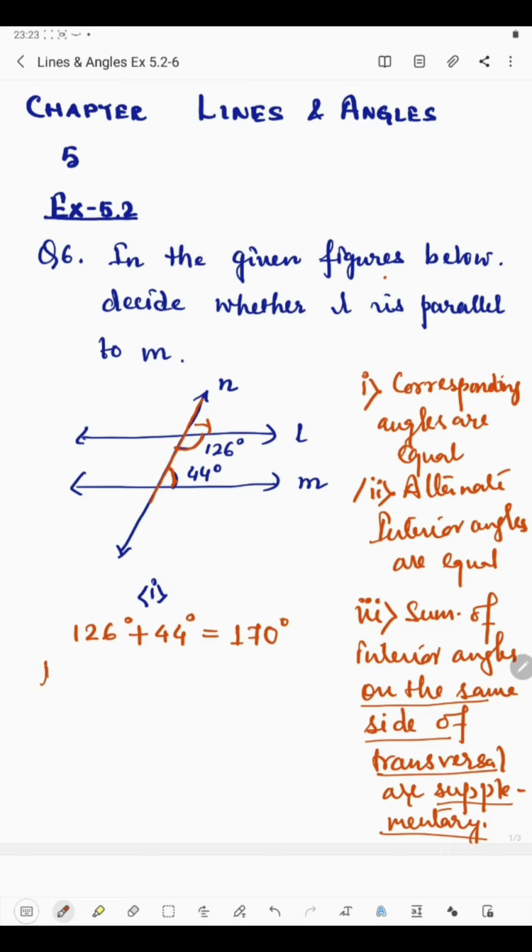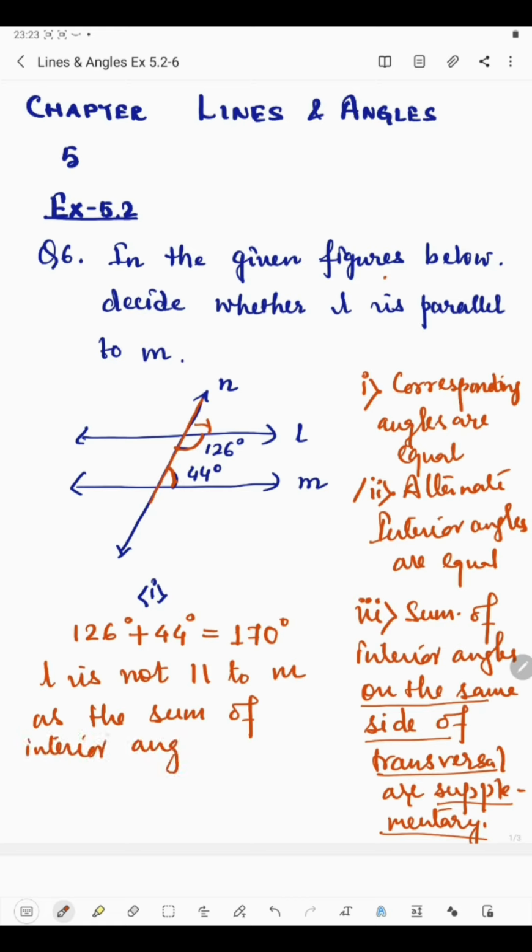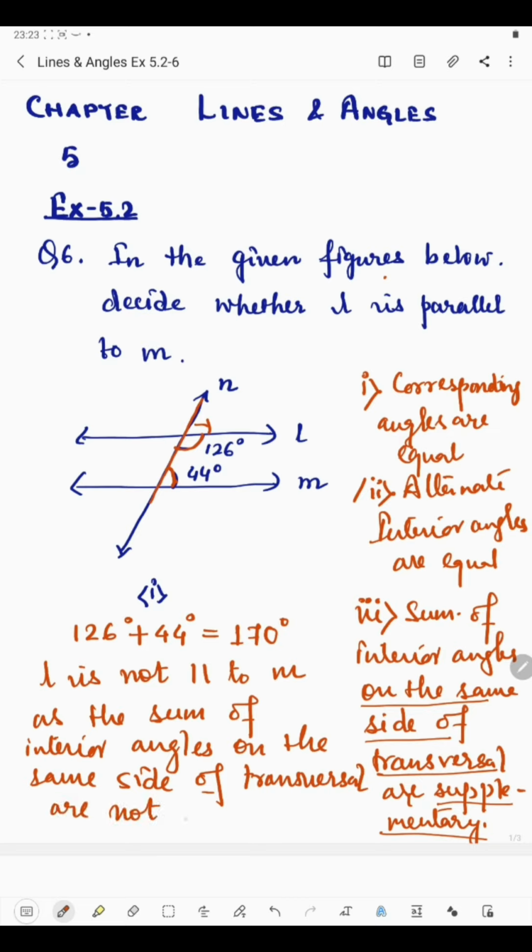So we'll write L is not parallel to M, this is the symbol of parallel lines, as the sum of interior angles on the same side of transversal are not 180 degrees, or are not supplementary.